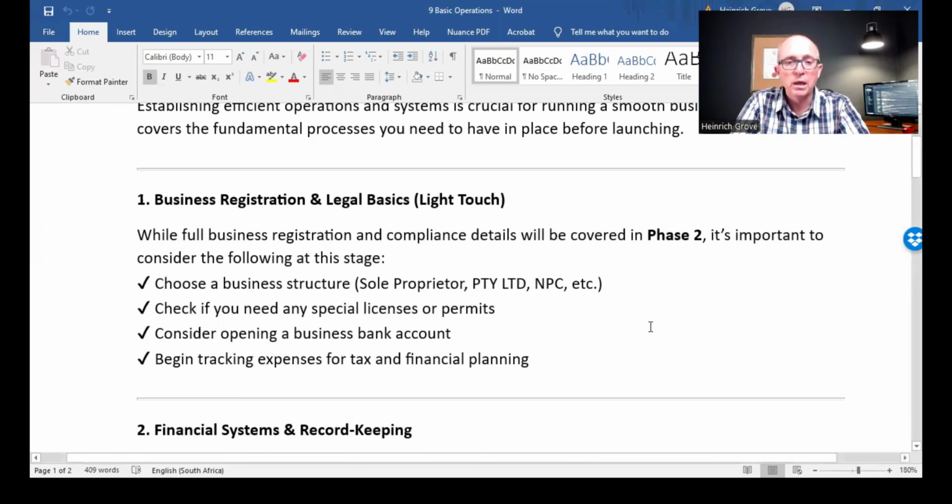I say consider opening up a bank account. I don't think it's a consideration. You must open up a bank account. So it doesn't matter which format you're going to use for your business, whether it's a sole proprietor, a company, non-for-profit, a trust, all that type of stuff. You must always have a business bank account, and all the business-related expenses must always go through that account. Never pay business-related stuff out of your personal account.